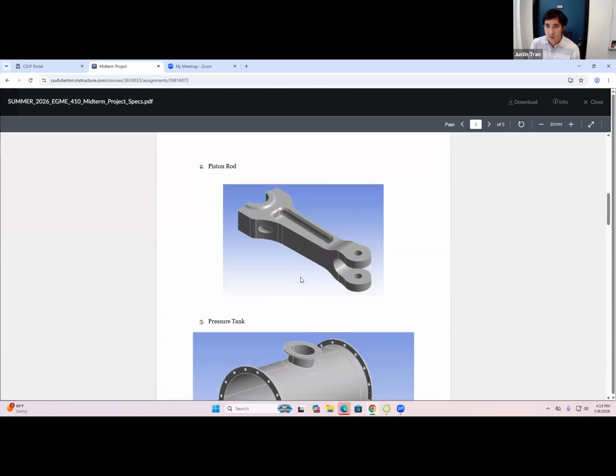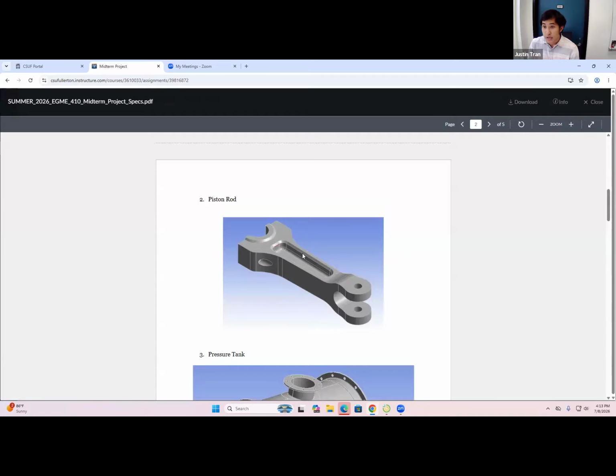Okay. The second option for geometry is a piston rod, and so it is a geometry that looks something like this. So you can see that it probably attaches to something here. This is probably which attaches to a piston up here.